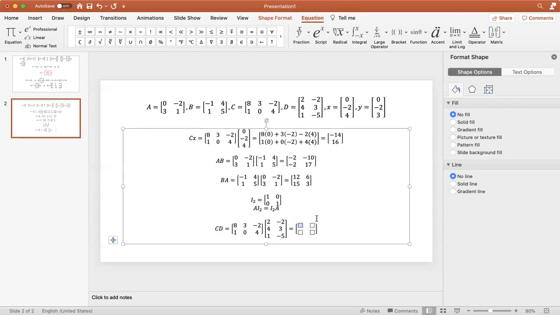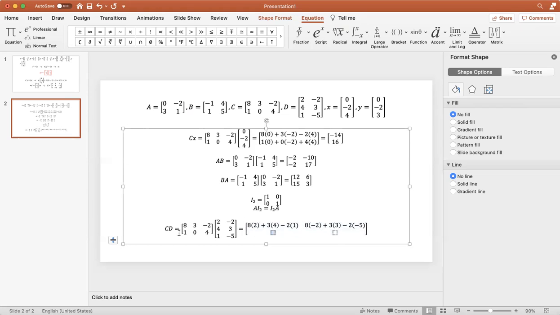So this is equal to 8 times 2 plus 3 times 4 minus 2 times 1. For the first row, second column, this is going to be first row times second column. So that's going to be 8 times negative 2 plus 3 times 3 minus 2 times negative 5.